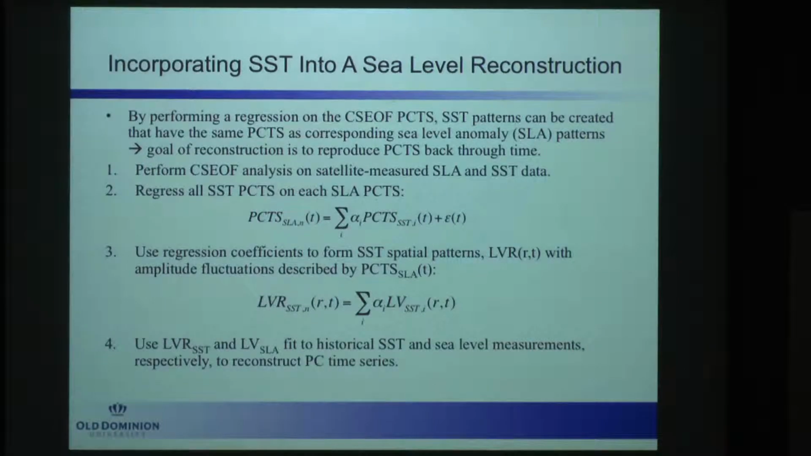So to do this, just a very simple regression technique. The goal of the reconstruction is just to reproduce your PC time series back through time, right? Your spatial patterns are the same. You're just trying to reconstruct the temporal variability back through time. If we can create spatial patterns in SST, sea surface temperature, that have the same temporal evolution, the same PC time series as what we have in sea level, then we can use those loading vectors, those spatial patterns, to reproduce the variability in sea level back through time.